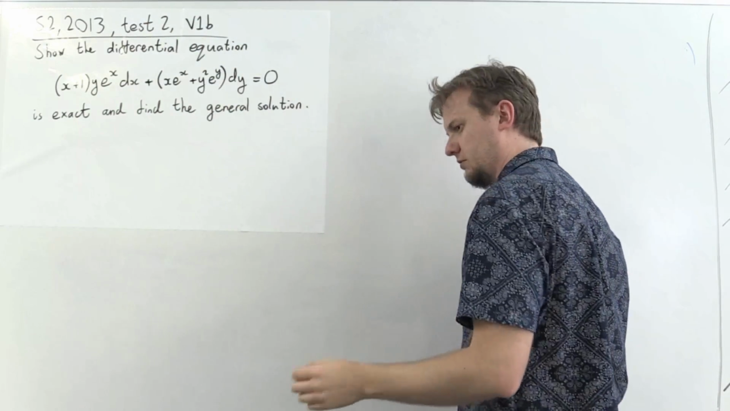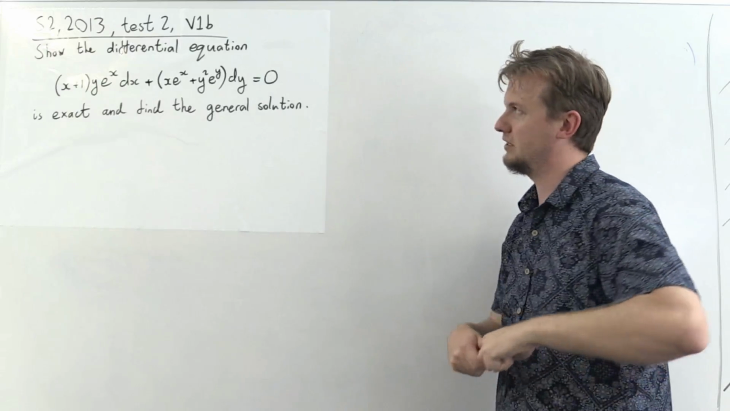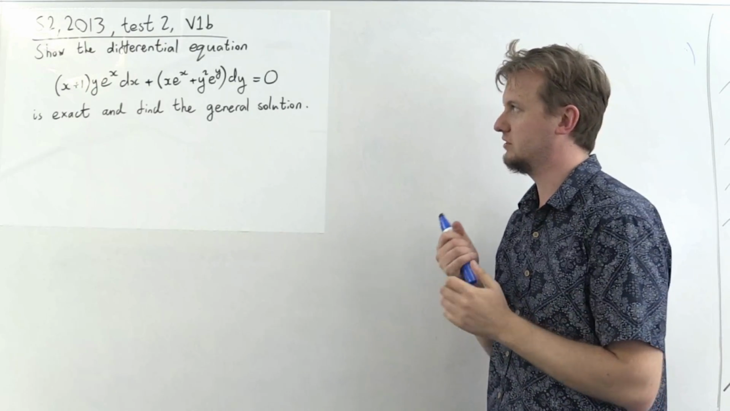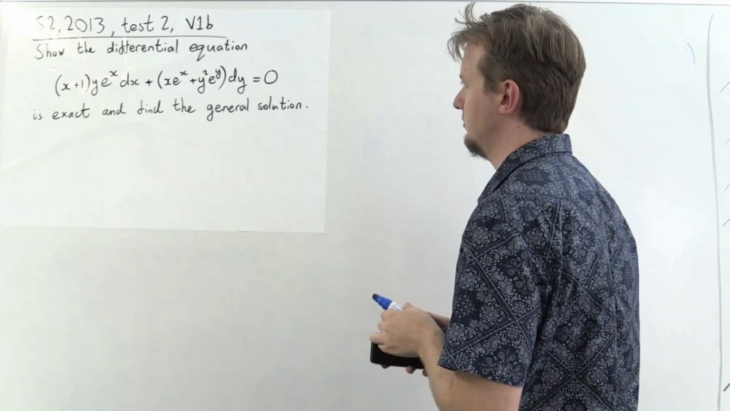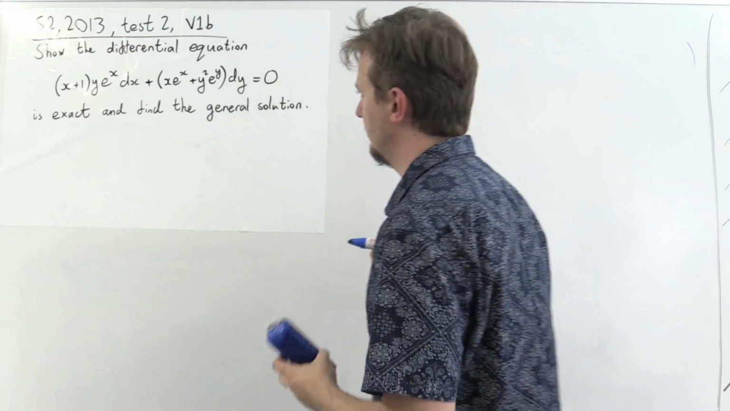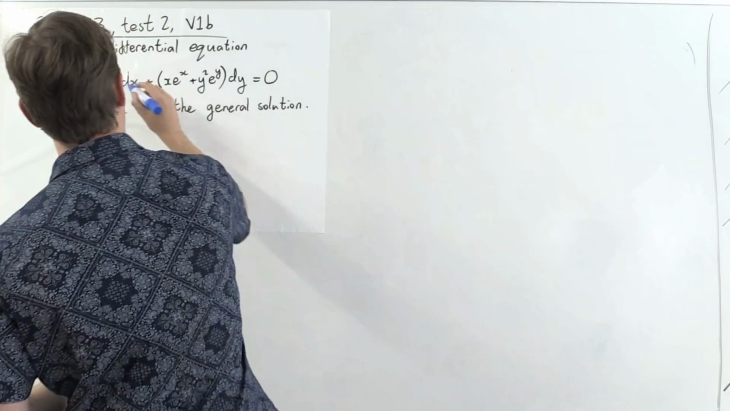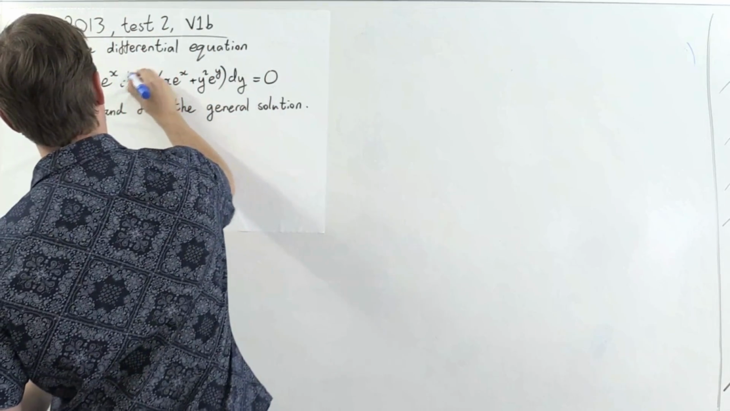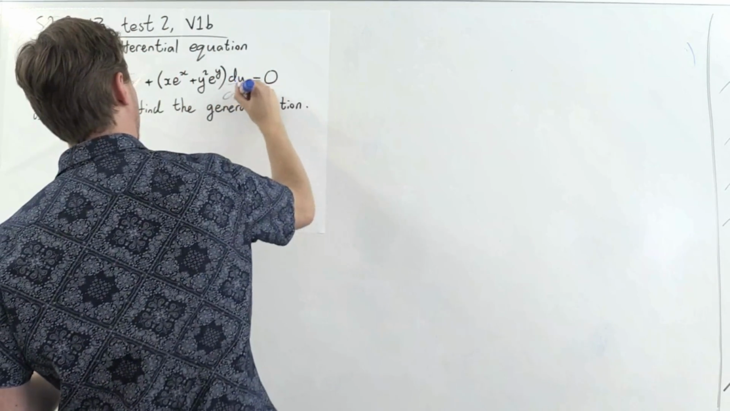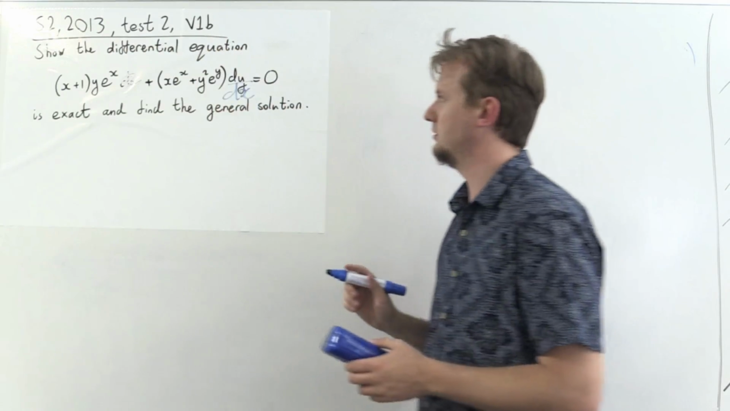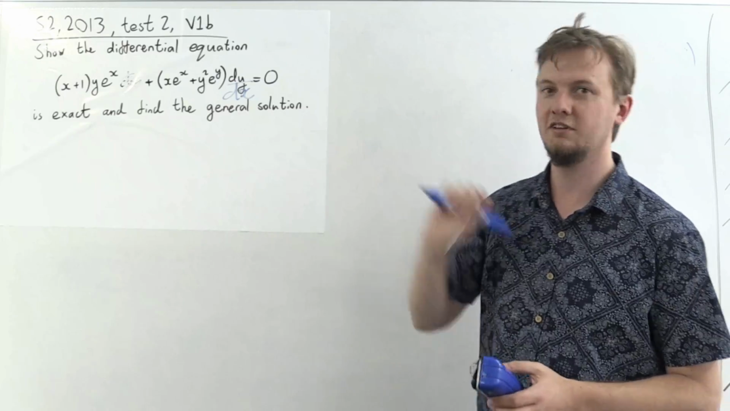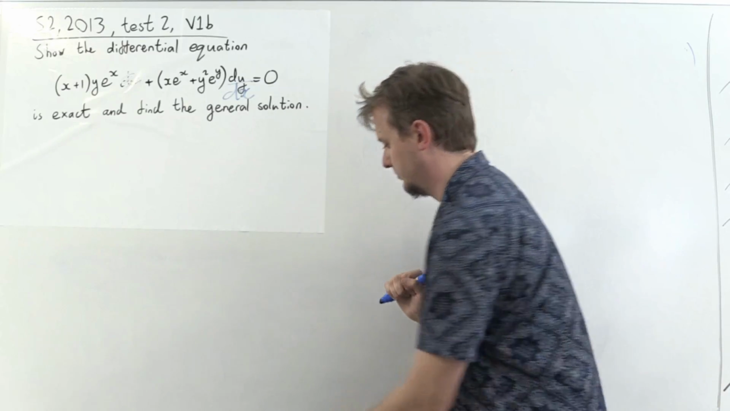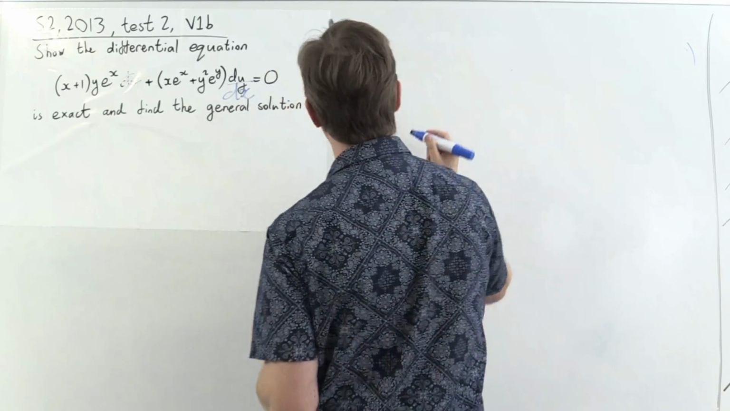So we probably should ask ourselves what it means for this differential equation to be exact. And again, it's written in a very non-standard way. So I might just modify this on the board and rewrite it as follows. It is this term plus this term times dy/dx is equal to 0. This is the differential equation we wish to solve.